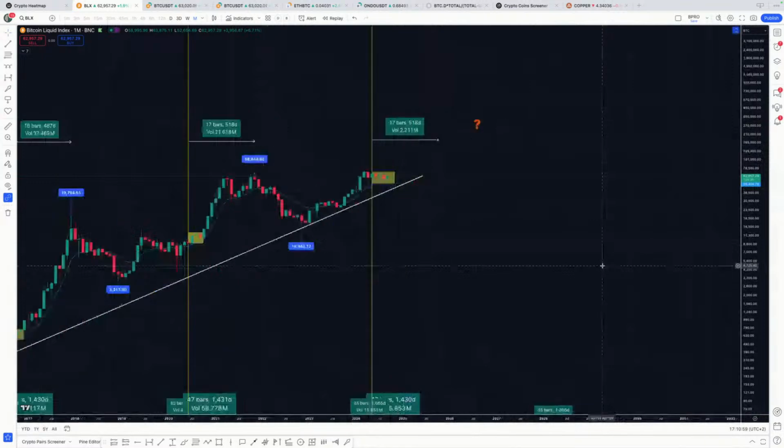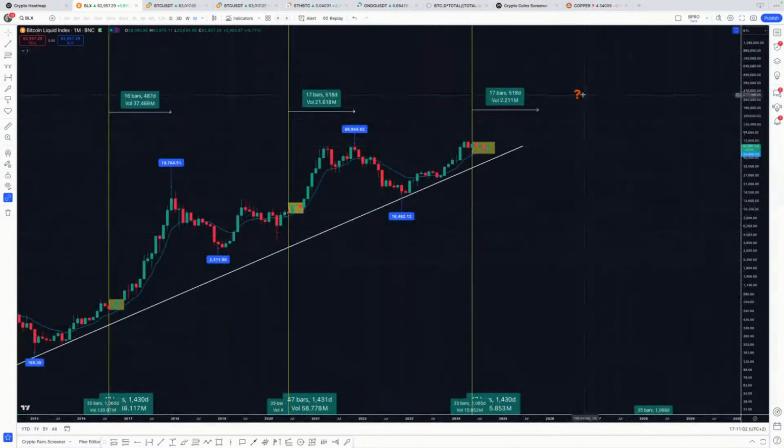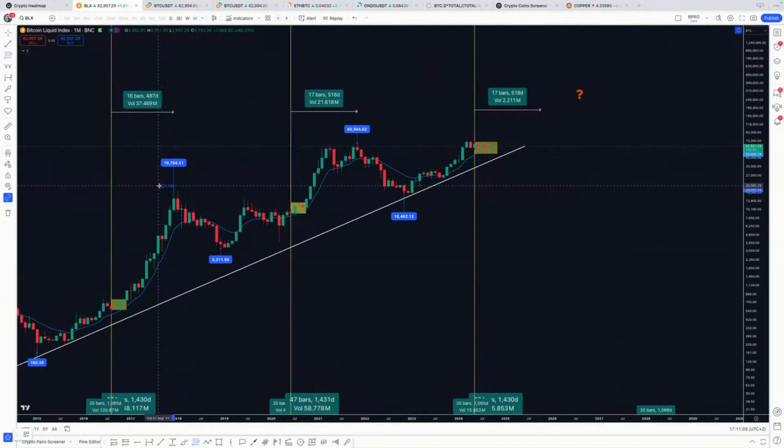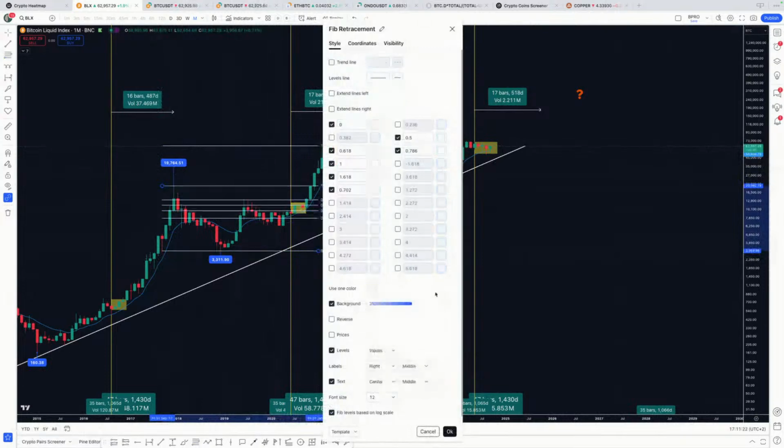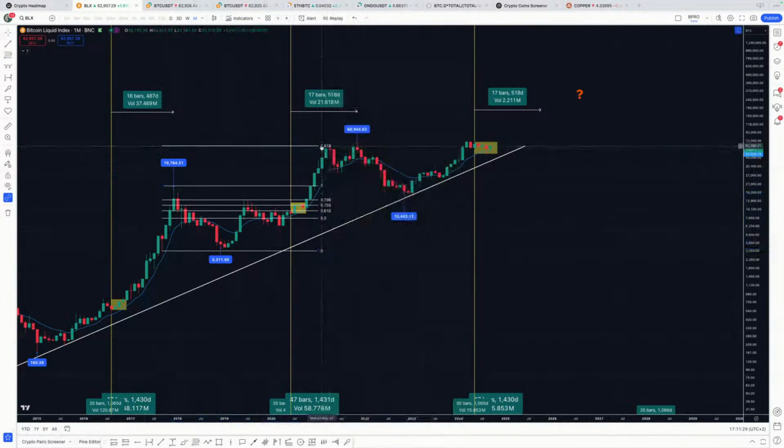My very simplistic idea of determining a potential target for this cycle is just by using Fibonacci extension. If you connect the Fibonacci here, this cycle high with the cycle low, maybe I should make this white, right? It pretty much aligns with the cycle high here. This is a 1.618 extension.